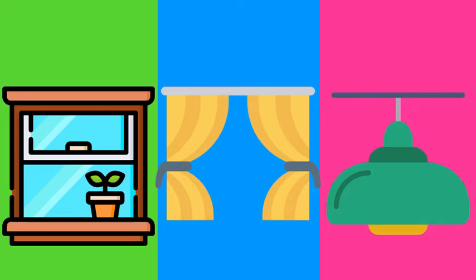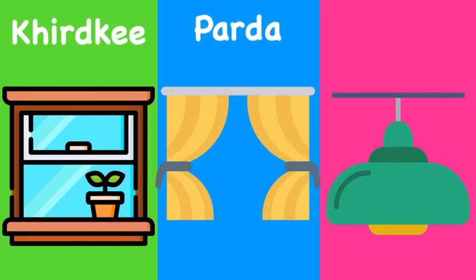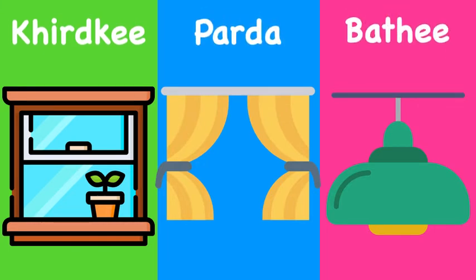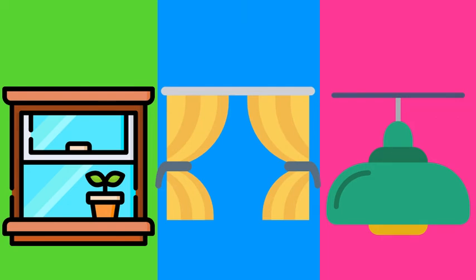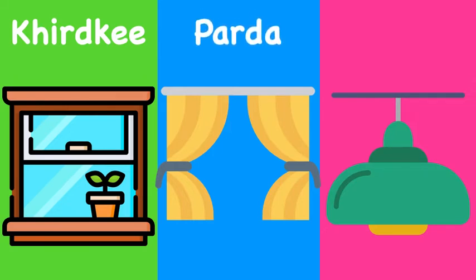Let's do them again. Window is khidki, curtain is parda, and lights are batti. One more time. Window is khidki, curtain is parda, and lights are batti.